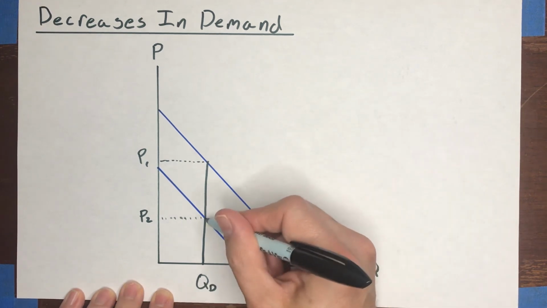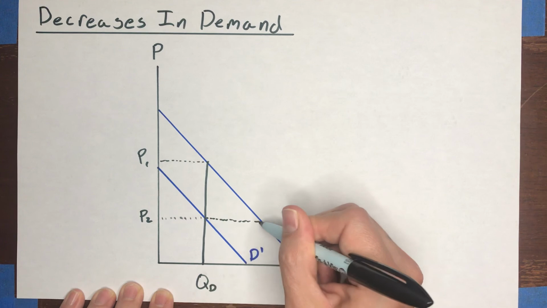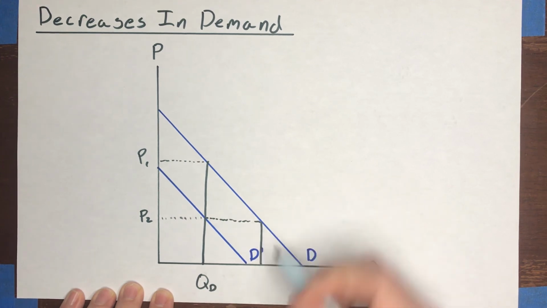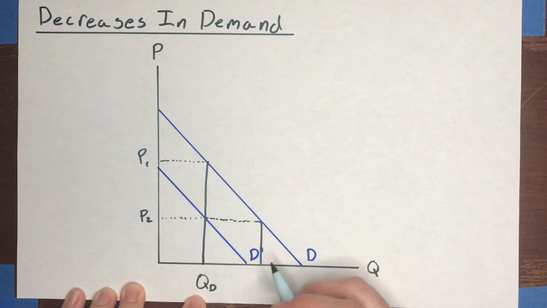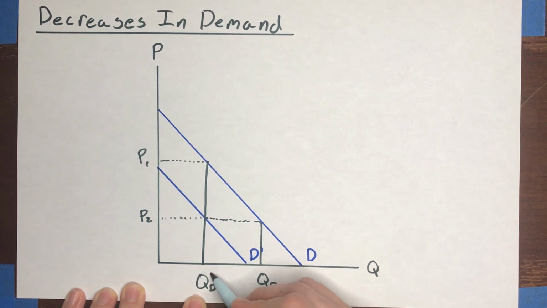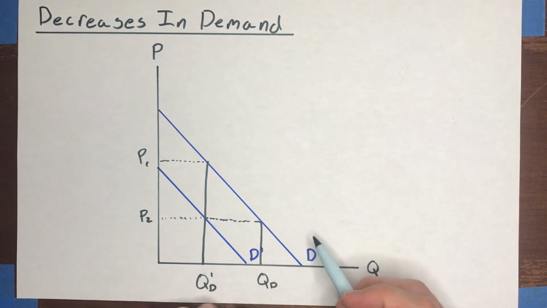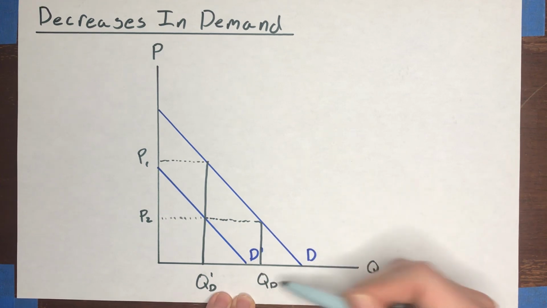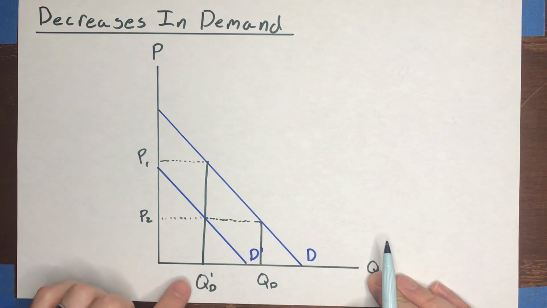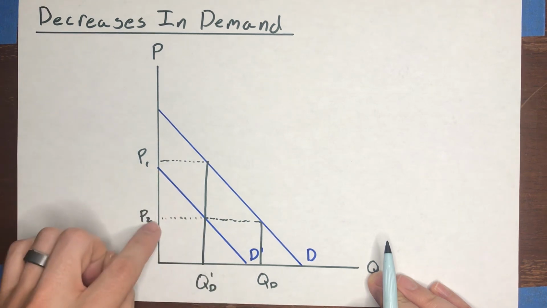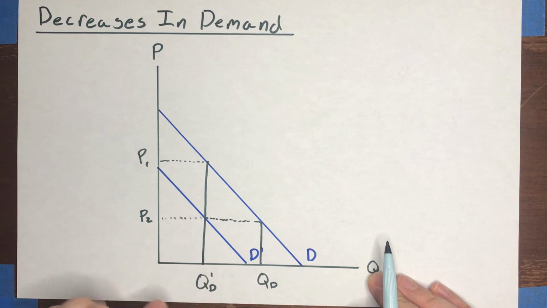On the other hand, take a given price like P2. On the original demand curve, you would get this quantity, which I'm going to now call QD prime. You could sell that many units for the price P2. But now with a lower demand curve, that same price will not sell as many units. You would only be able to sell this smaller number, QD.